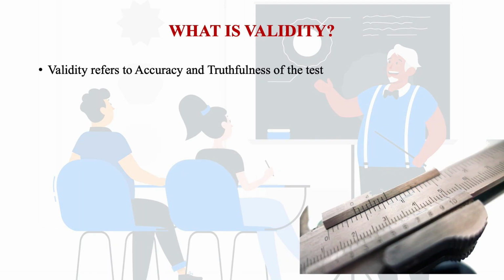Validity refers to the accuracy and truthfulness of the test. When I was talking about reliability, the very concept of reliability is consistency or stability, that means a tool gives a stable, consistent result in subsequent testing. In the test-retest method, the same test is administered twice, and if you correlate the two sets of scores and get a positive correlation, then you can say that your test is reliable.